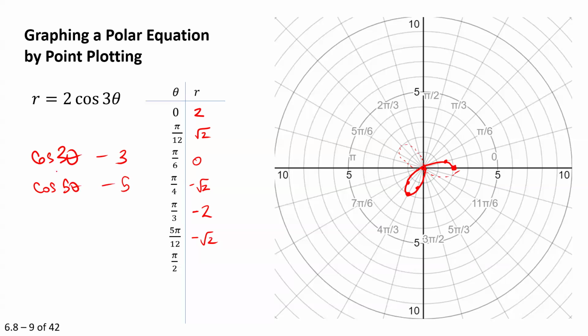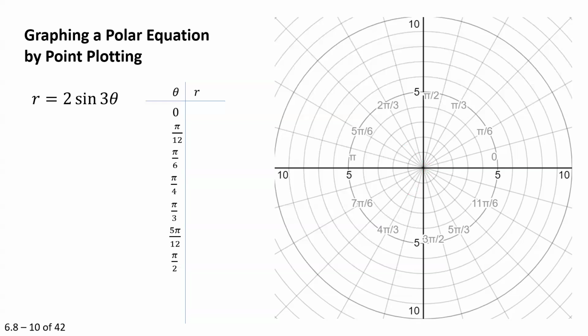Let's try even numbers here. Cosine of 2 theta? Four. Interesting, so we double it when it's even. Cosine of 4 theta? 8. So there's two different rules going on here. If it's odd, then it's the same number of petals. If it's even, then things double. So along those lines, predict how many petals you would see for this next one.